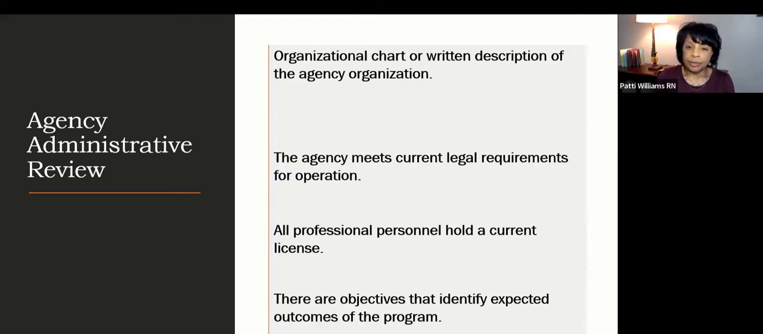Each year you need to check to be sure all your professional personnel hold a current license. That would be your RNs for sure. And if you have LPNs in your agency, depending if you're doing nursing services or whatever, you just need to be sure their licenses are current. And then every program, probably in your scope of services, in your policies and procedures, you stated what your outcomes are, what your goals are for the agency. You want to be sure you're meeting those goals. And if you're not, you want to go ahead and fix it. Or if you don't have any goals that the agency is working toward, you want to get some in place.